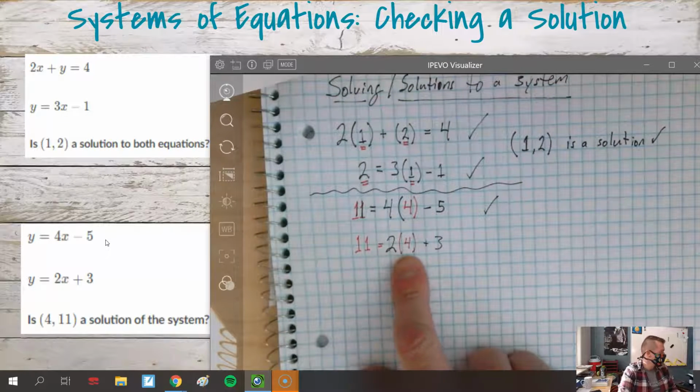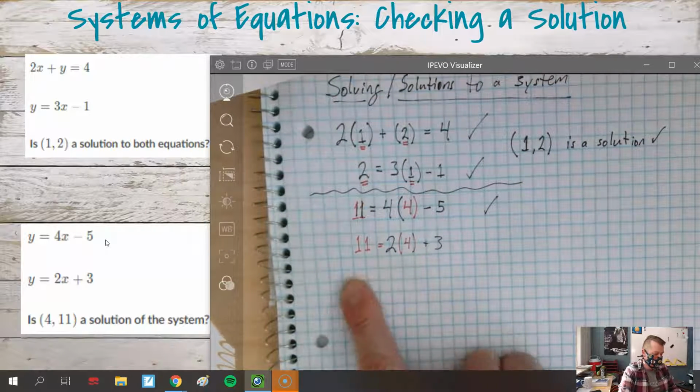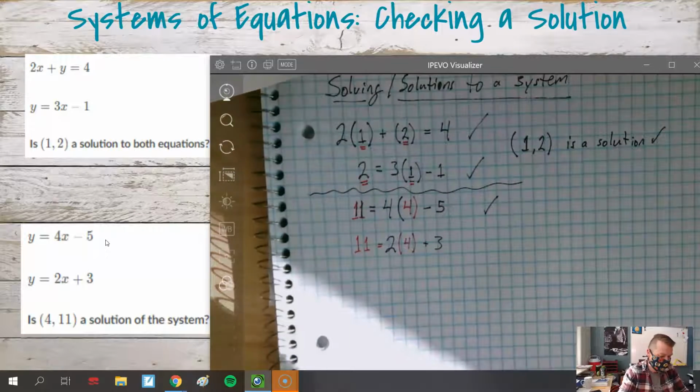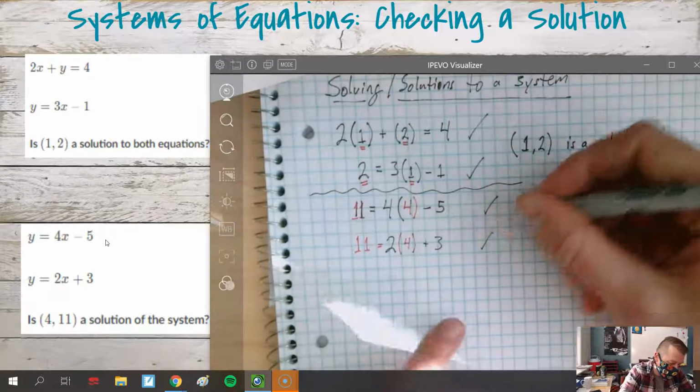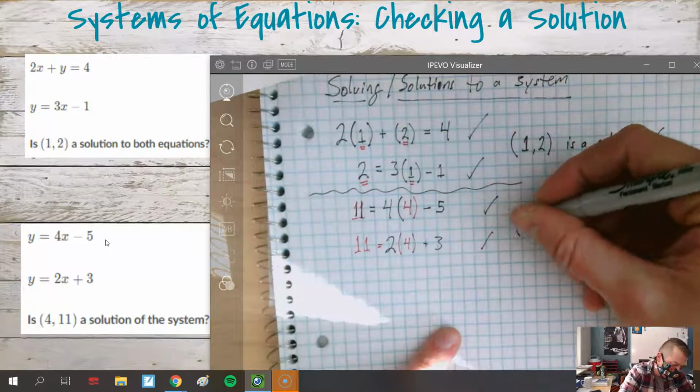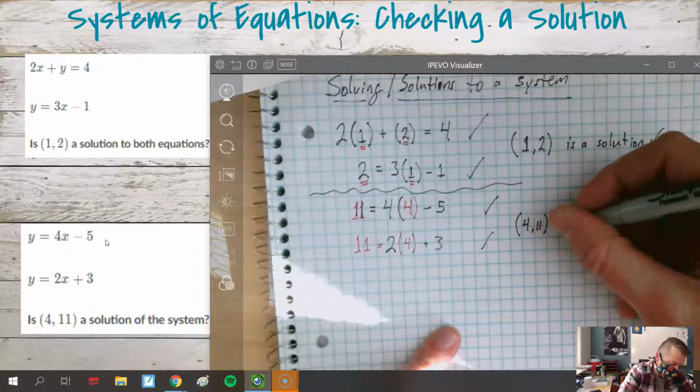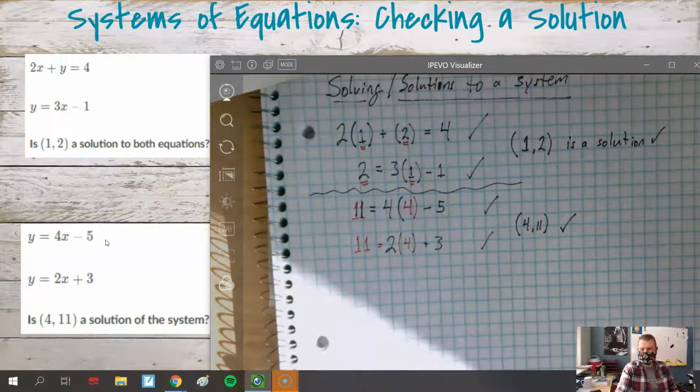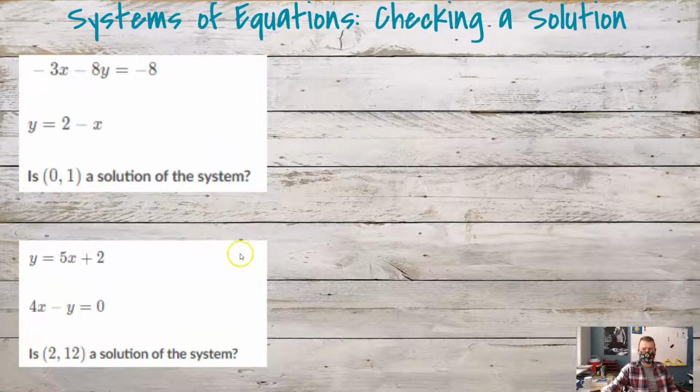What's 2 times 4? 8. Plus 3? 11. Sweet. Is this point a solution? Yes, because they both check out. They both become true. 4, 11 is a solution. Try these on your own. Be careful of the negative 3 in front of that x. And then be careful of the negative in front of the y. Actually, be careful of all the negatives. Just watch out for the negatives.